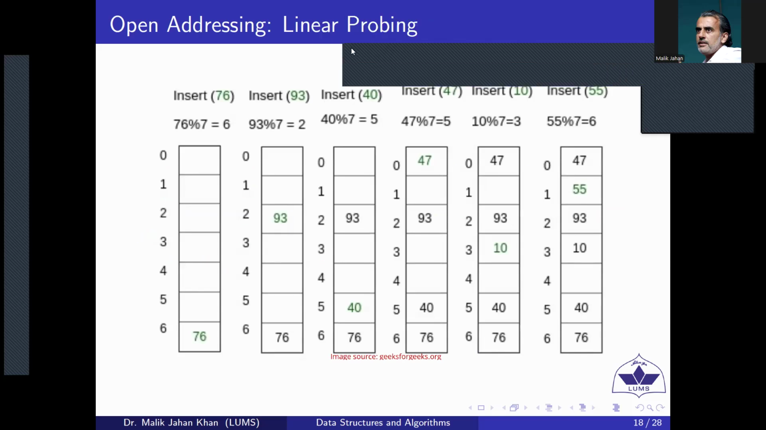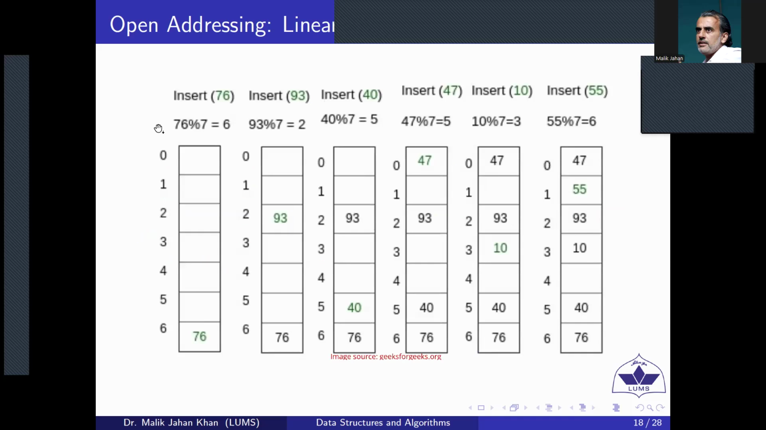In linear probing, let's go over this example. We have a hash table of size 7. So our initial state of the hash table is an empty hash table, somewhat very similar to the one given on the left side. We insert the first element, which is 76. It goes to index 6. Then we insert the second element, which is 93. It goes to index 2. When we insert the third element, it hashes to index 5. So 40 goes to index 5. So far, there is no issue.